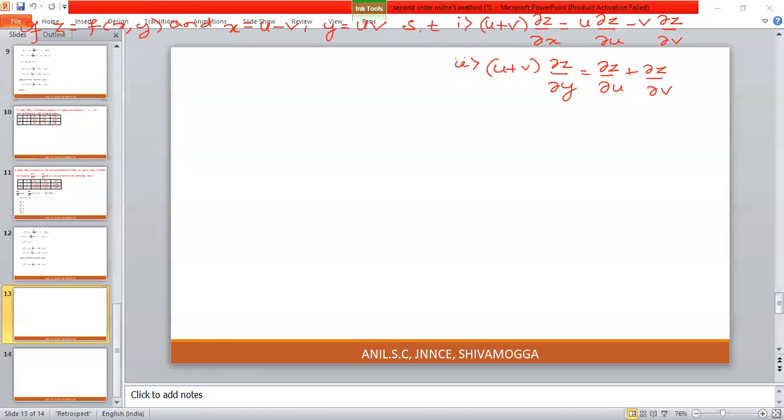How is this z defined? Z is a function of two variables x and y. Both x and y are functions of two variables u and v. Therefore, z is a composite function of two variables u and v. We find del z by del u and del z by del v through x and y. First, we find del z by del u.